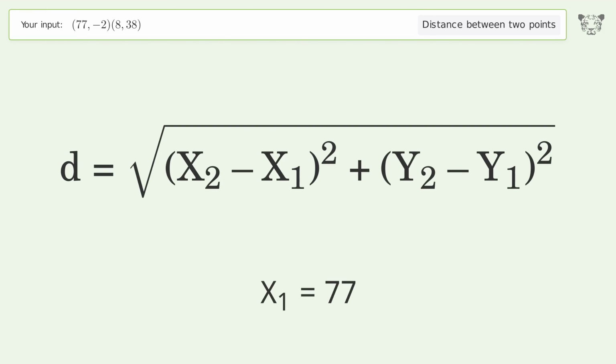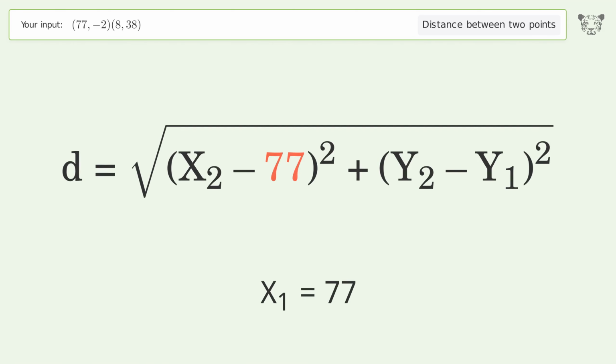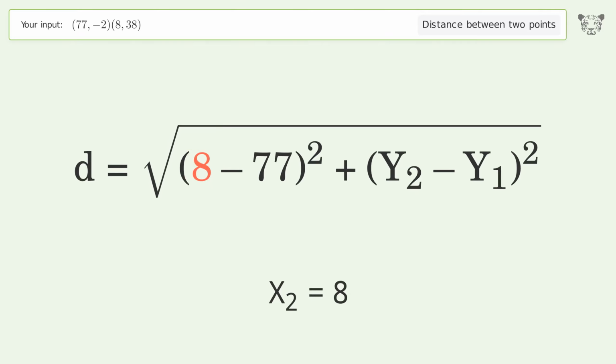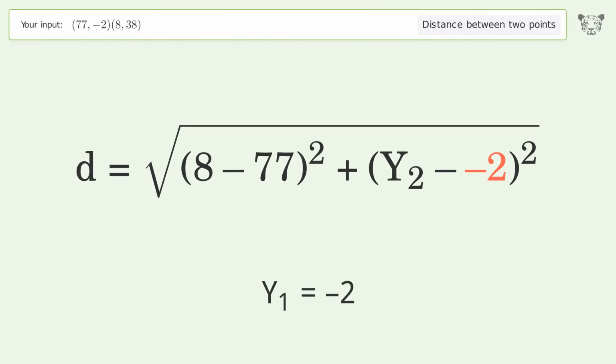x1 equals 77. x2 equals 8. y1 equals -2. y2 equals 38.